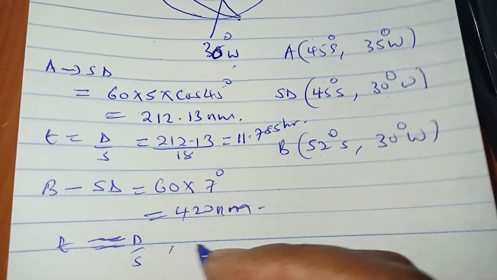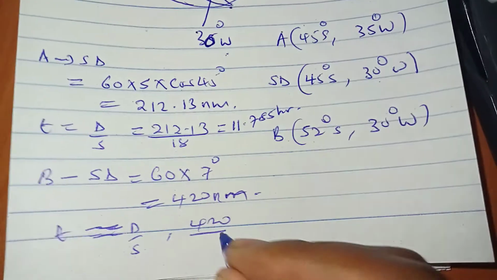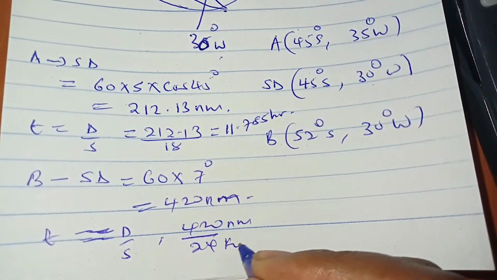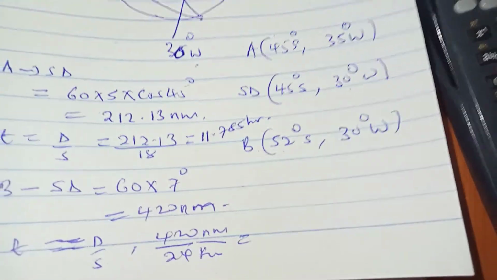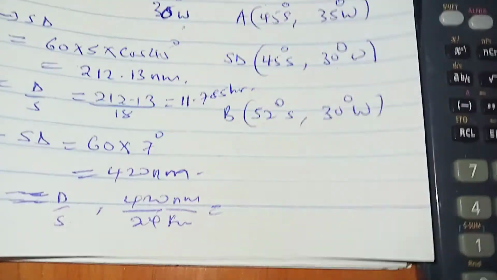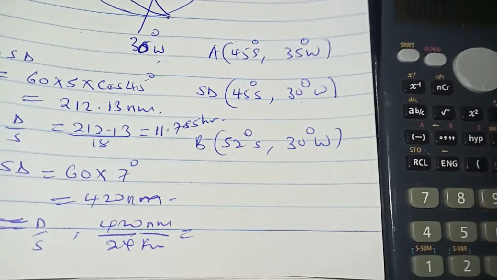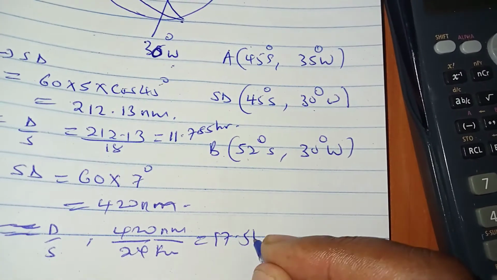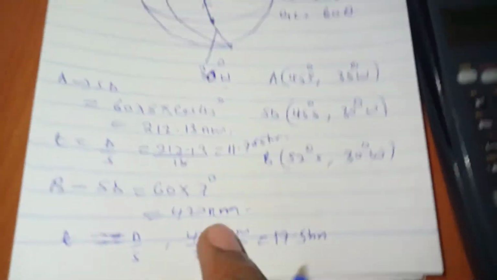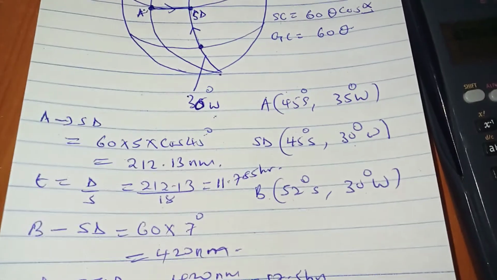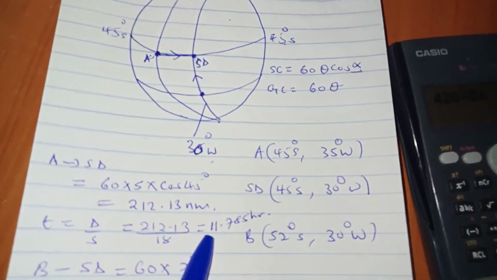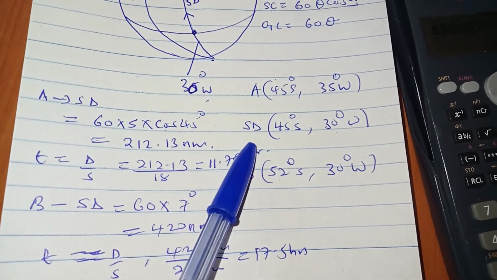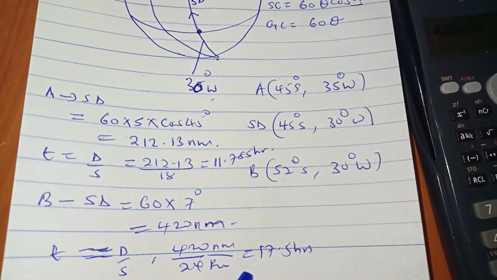Then this other one here is distance over speed. So we have 420 divided by 24. This is nautical miles, this is knots. So when you divide, you get time. 420 divided by 24, you get 17.5. It seems like vessel B arrived much later after A had arrived, because there is a difference in time. This one was 11.785 hours and this one 17.5.